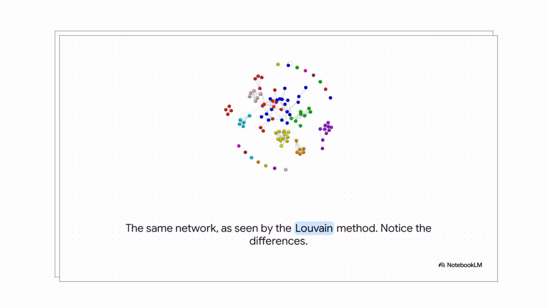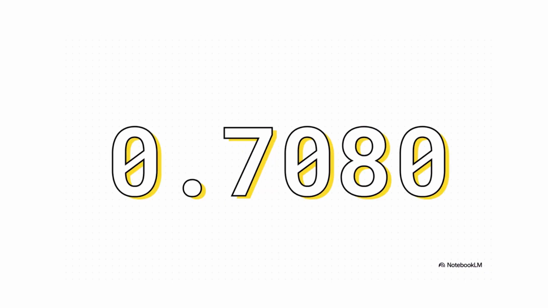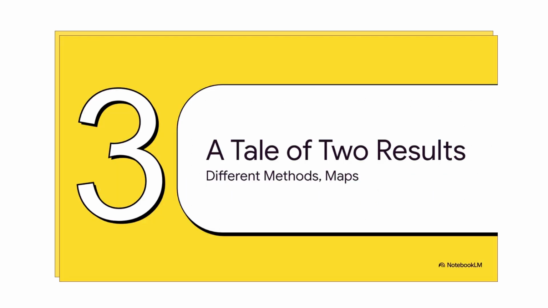And here is its result. This is the exact same network, but now we're seeing it through the eyes of our group builder. Notice anything different? The colors are shifted around, and some of the groups definitely look a little different in their size and shape compared to that first map. The numbers also tell a different story. The Louvain method found 24 communities. That's 2 fewer than Girvan-Newman found. And what about its modularity score? Louvain gets a 0.7080, so that's actually a little bit higher than Girvan-Newman's score. It suggests that, at least by this one metric, the groups it found are just a tiny bit more tightly knit. So this is really the heart of our story.